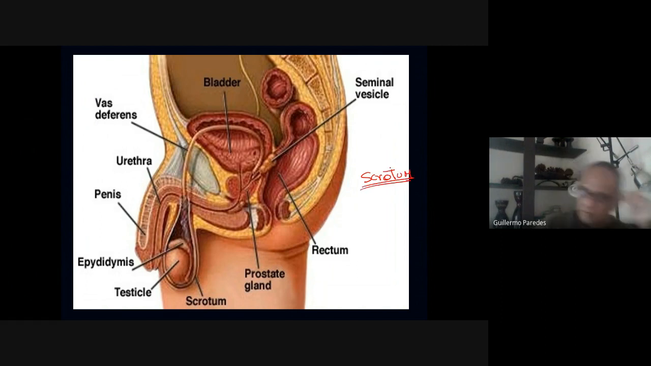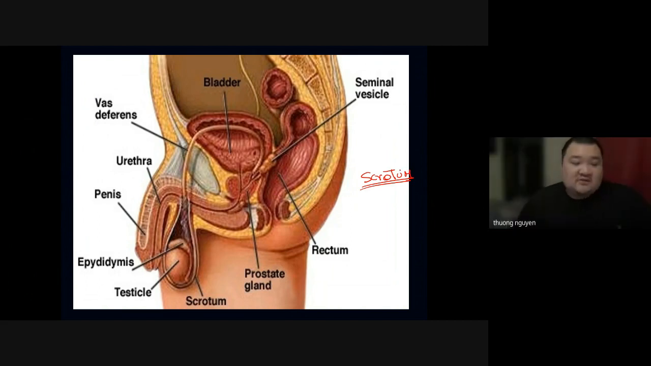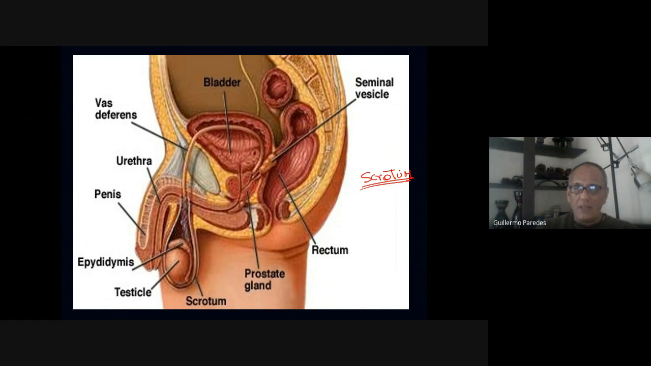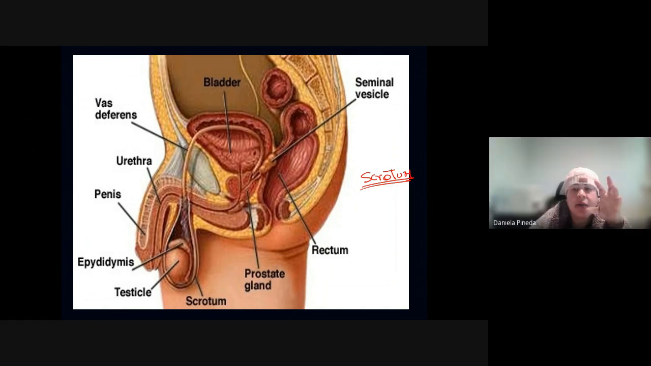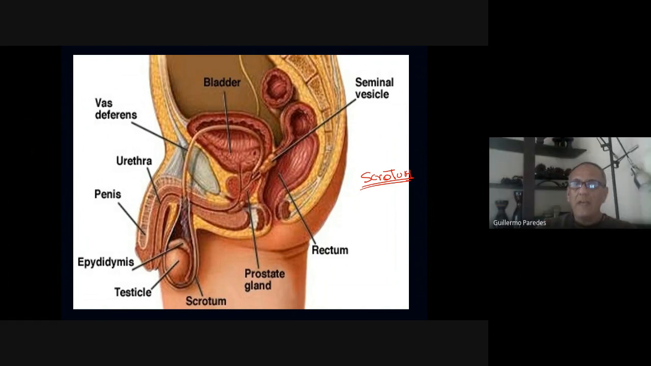Yes. The scrotum is not the testicle. The scrotum is the sac that holds the testicles? Exactly. It's the membrane or tissue surrounding the testicle. So where is the scrotum? The scrotum is here. Look at this.